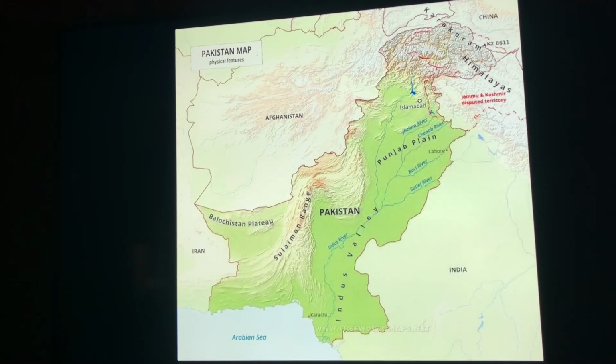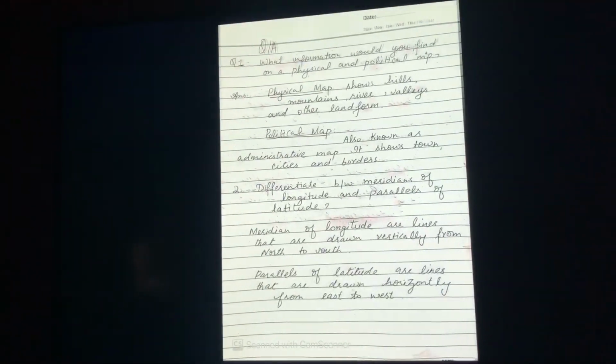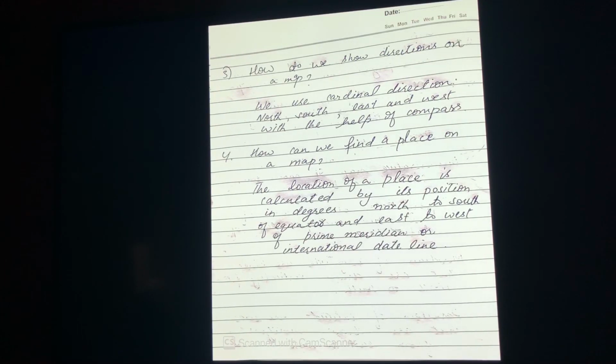As you can see, I believe these pictures will help you. Let's move to another question.